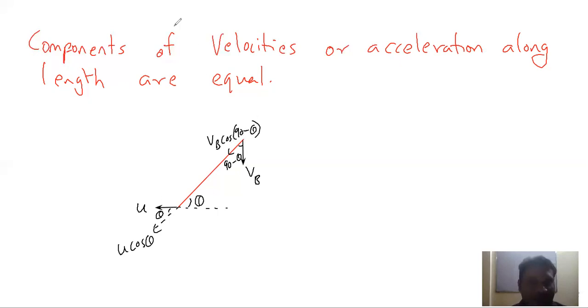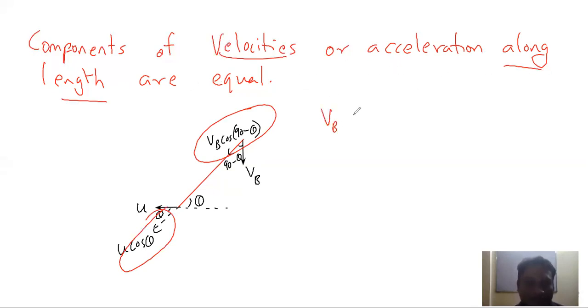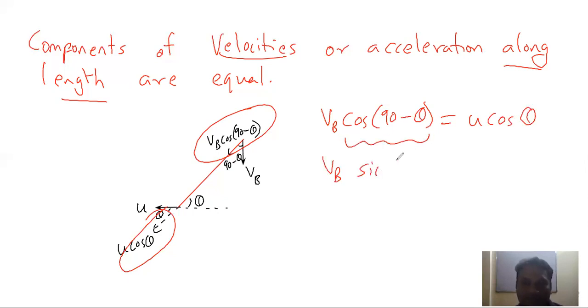Now, if I equate the components along the length, this is the component of VB along the length, and this is the component of u. So if I equate the components of velocities along the length, it will be VB cos of 90 minus theta equals u cos theta. So VB cos of 90 minus theta is nothing but VB sine theta.